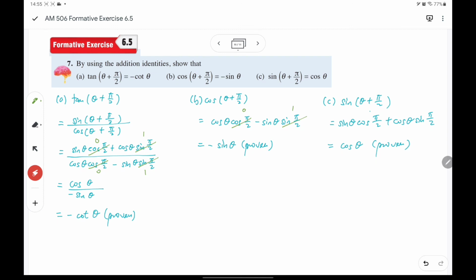C, sine theta plus pi over 2 equals cosine theta. So expand with the addition formula of sine. We have sine theta cos pi over 2 plus cos theta sine pi over 2. So cosine pi over 2 is 0, sine pi over 2 is 1. So we have 0 plus cosine theta times 1, where we get cosine theta.